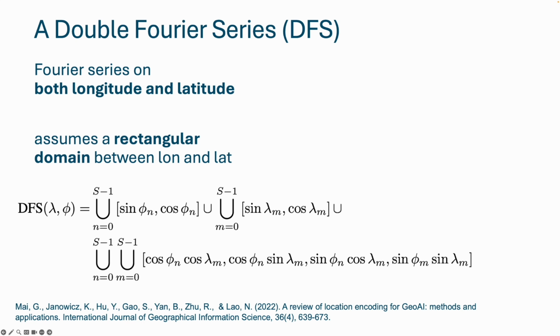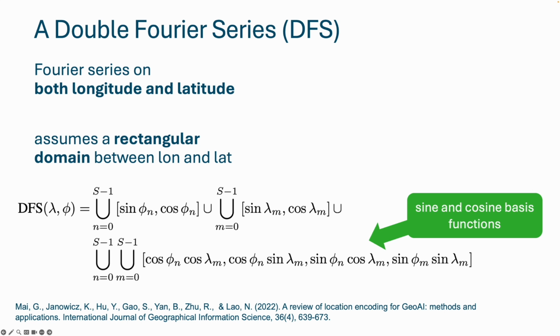And that yields basically this very long equation that has any possible combination of longitude and latitude at any possible frequency up to a maximum frequency, and this is called S in this case. But the core point here: those are all sine and cosine basis functions, which makes this a Fourier series.